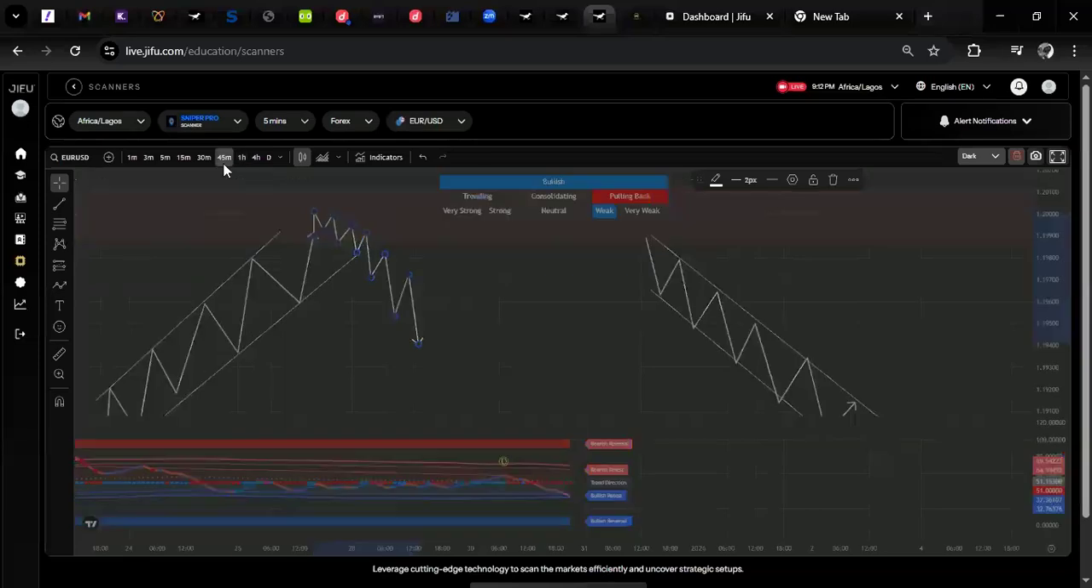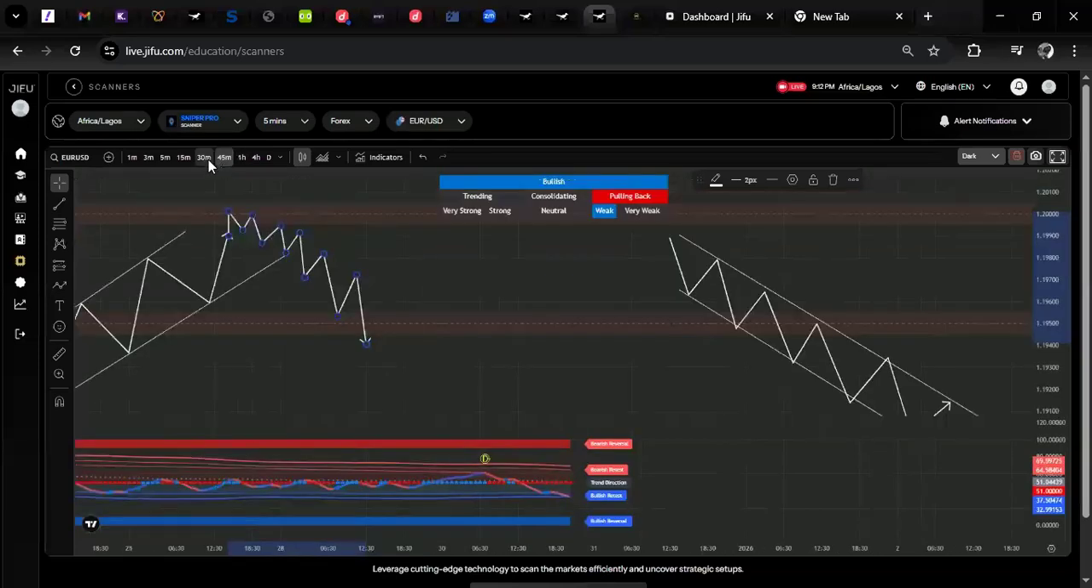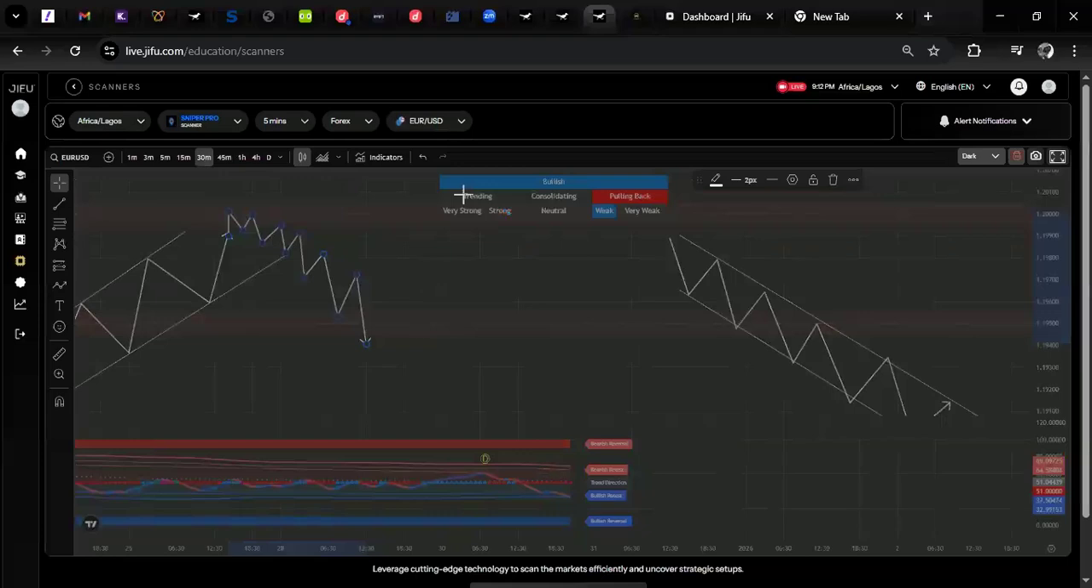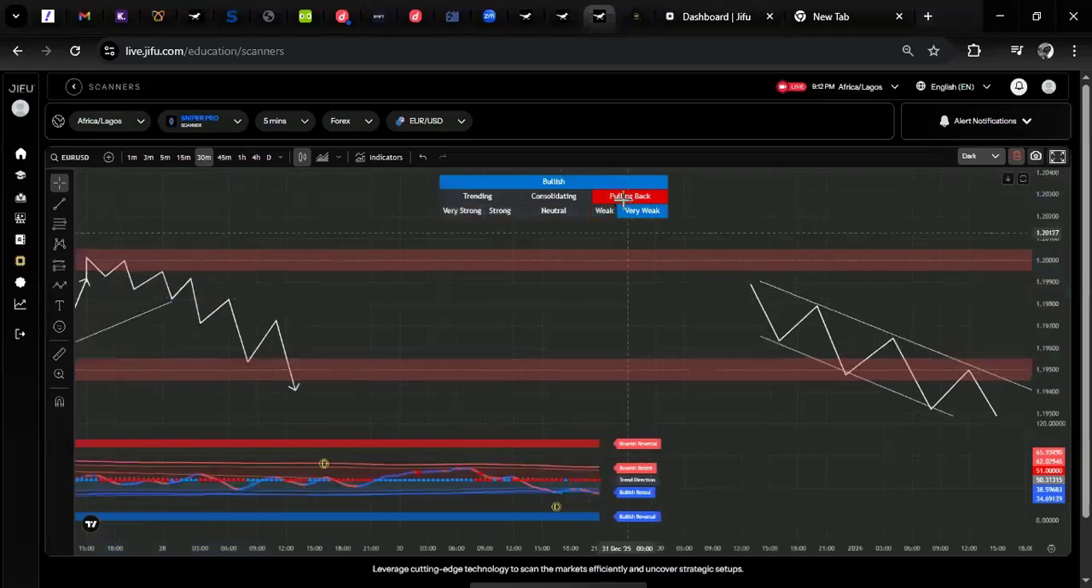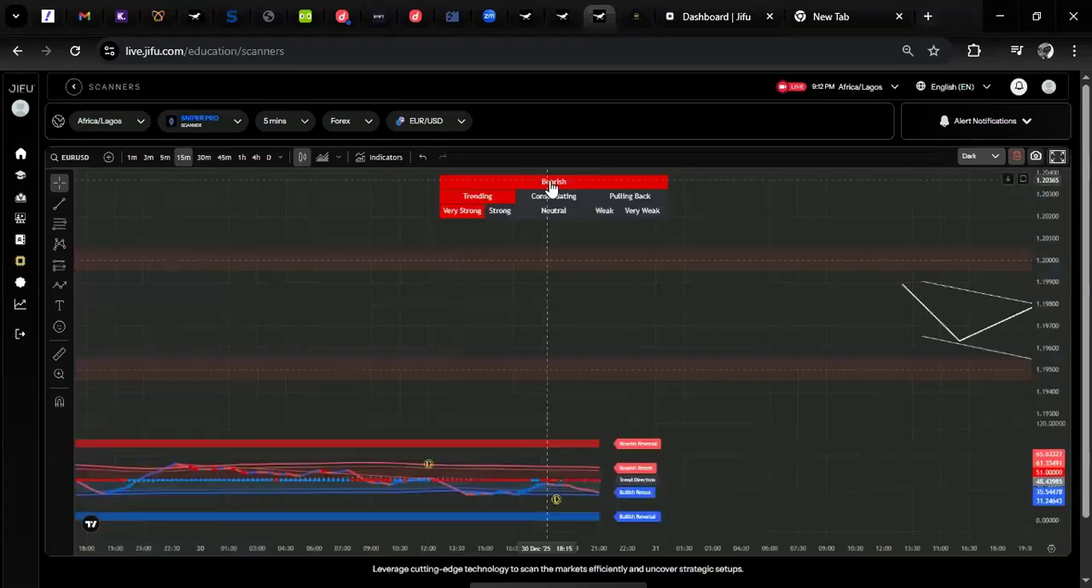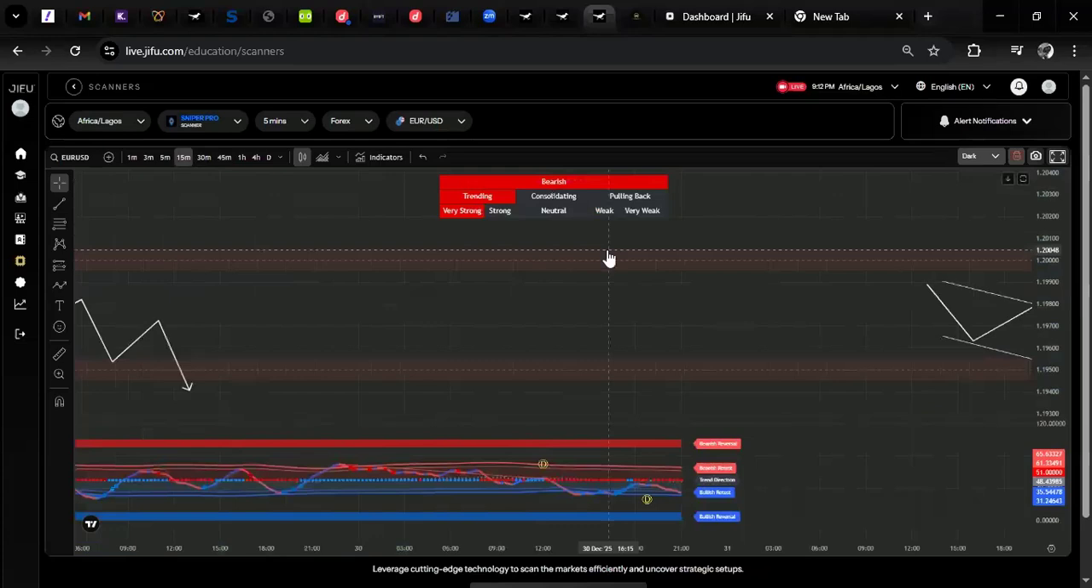Then let's see 30 minutes as well. Same thing for the five. Same thing for the 30 minutes. And in 30 minutes, even saying this is very weak. So you know that you should be expecting a drop to the downside. Then 15 minutes, what is it saying? 15 minutes over here is saying it is now bearish on the 15 minutes trend or chart. It is bearish, it is trending, and it is very strong.